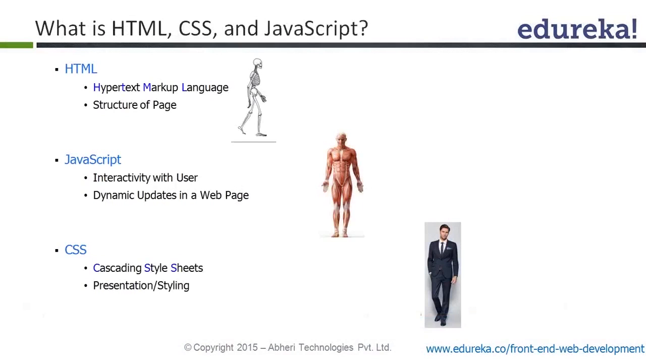So let us look at what HTML, CSS, and JavaScript are, and what roles they play in front-end web development. The first one, HTML, stands for Hypertext Markup Language. You see the characters in blue, HTML, that's how the abbreviation is created. So HTML is used for defining the structure of the web page.